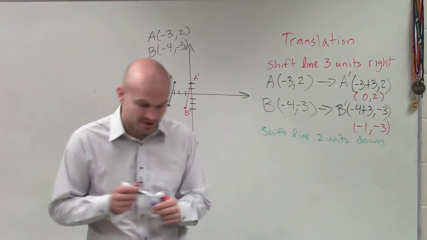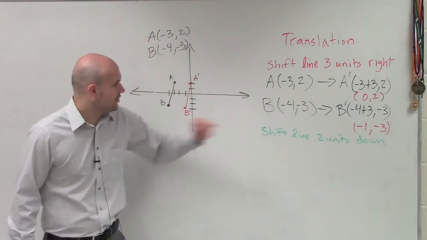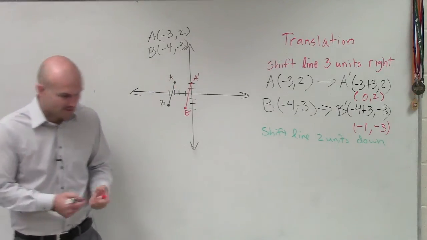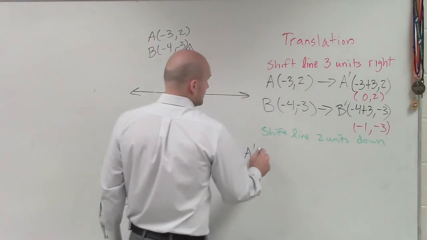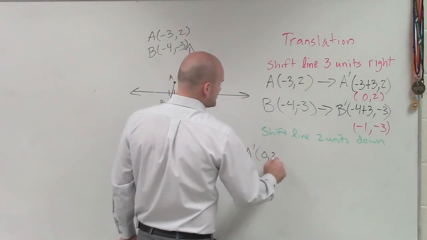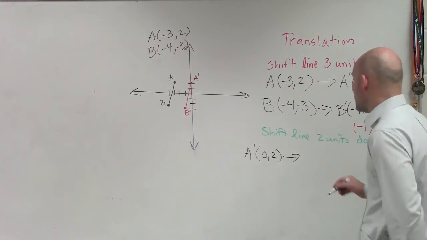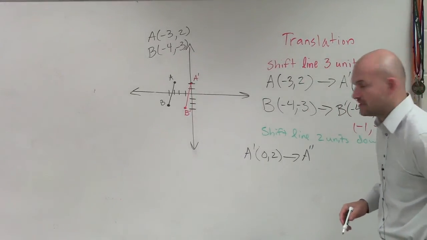The y coordinate, right? Very good. So let's go back to our points. Now let's say I want to transform A' and B'. I know that A' is equal to (0, 2). If I want to transform it by shifting it 2 units down, I'll call this A'' because this is the second transformation I'm doing.